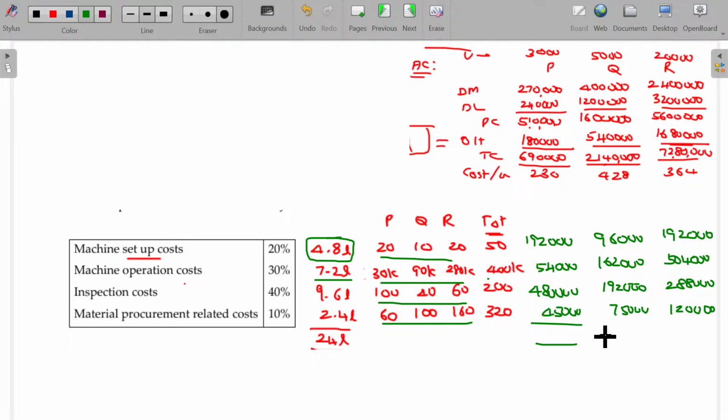Now, what is the total cost? Total cost being these four, and add the prime cost also. I think you will be getting 12,81,000. 12,81,000. 21,25,000. 67,04,000.